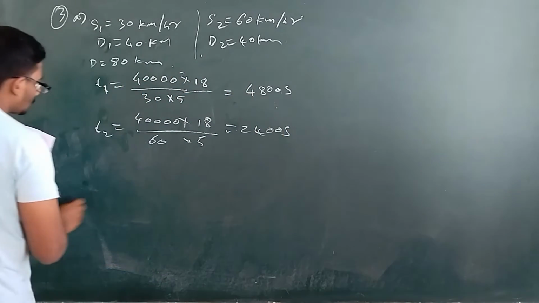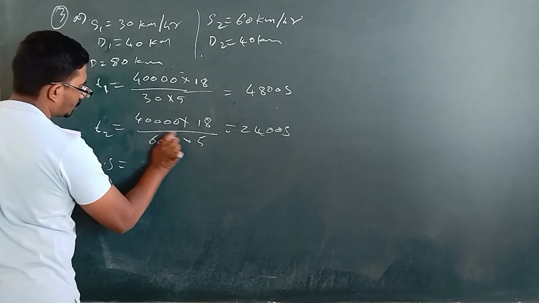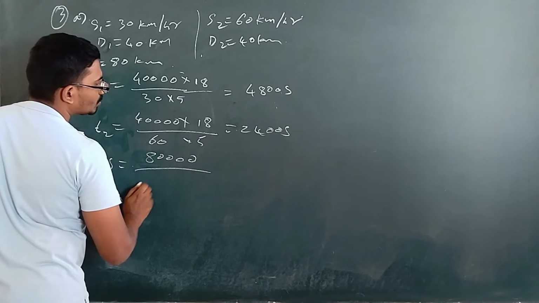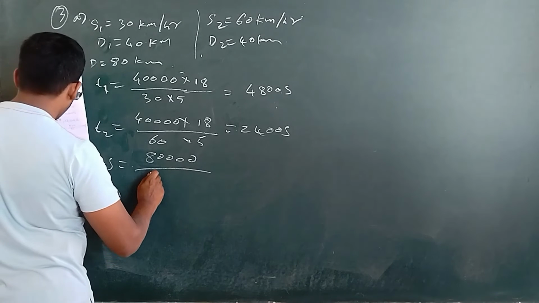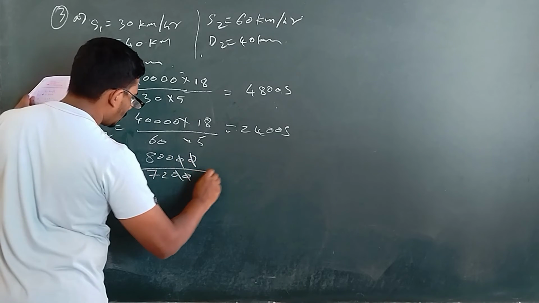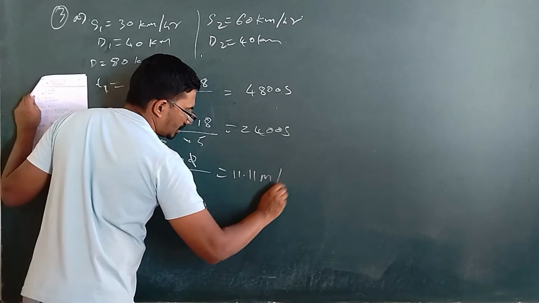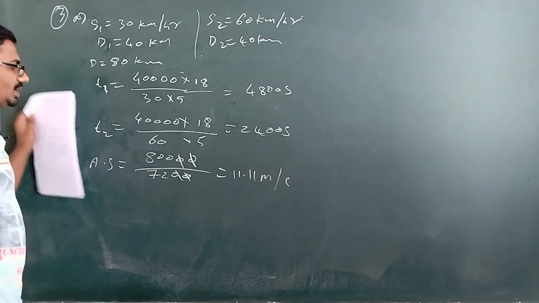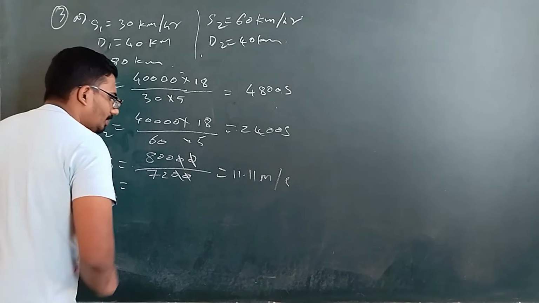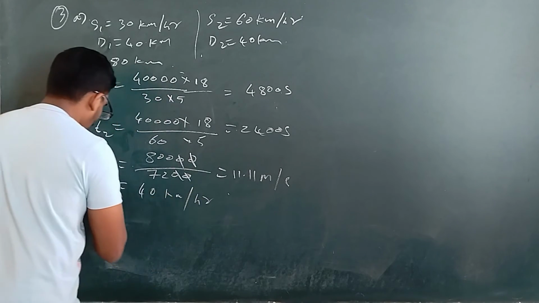So the average speed will be equal to 80,000 divided by 2,400 plus 4,800. I will be getting it as 7,200. So when I solve it, it is 800 divided by 72. I will be having 11.11 meters per second. In the same way, when I convert this to kilometers per hour, I will be having an average speed of 40 kilometers per hour.